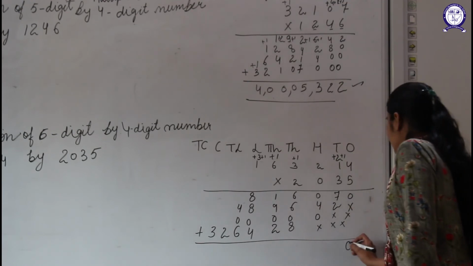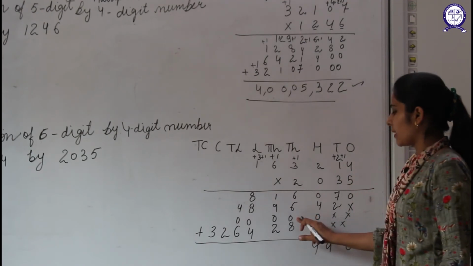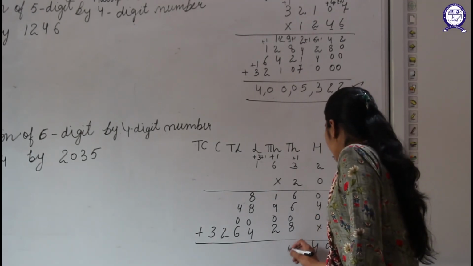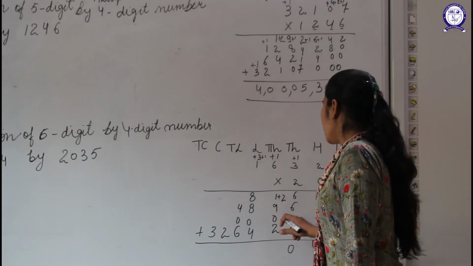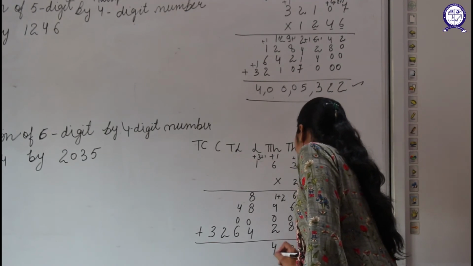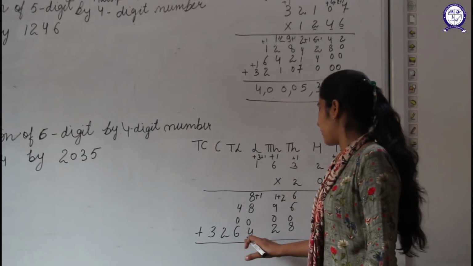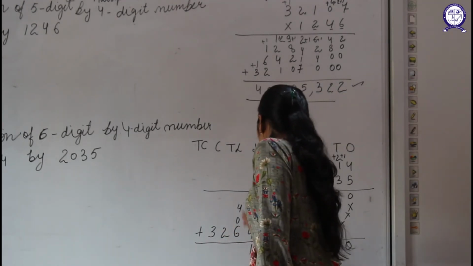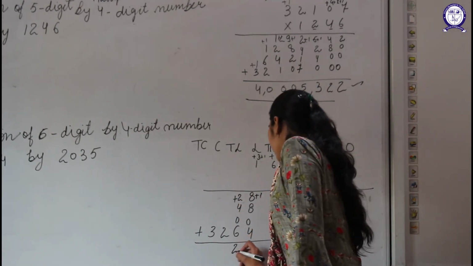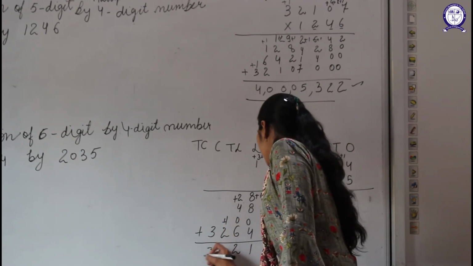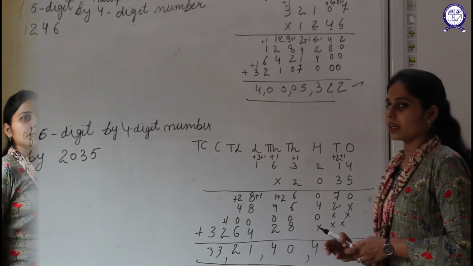So add. 0. 7 plus 2, 9. 0 plus 4 plus 0, 4. 6 plus 6, 12. 12 plus 0, 12. 12 plus 8, 20, carry 2. 2 plus 1, 3. 3 plus 9, 12. 12 plus 0, 12. 12 plus 4, 16... carry 1. 8 plus 1, 9. 9 plus 8, 17. 17 plus 0, 17. 17 plus 4, 21, carry 2. 2 fours are 6, 6 plus 0, 6. 6 plus 6, 12, carry 1. 2 plus 1, 3 and 3. So students, our answer will be 33 crore 21 lakh 40,490.